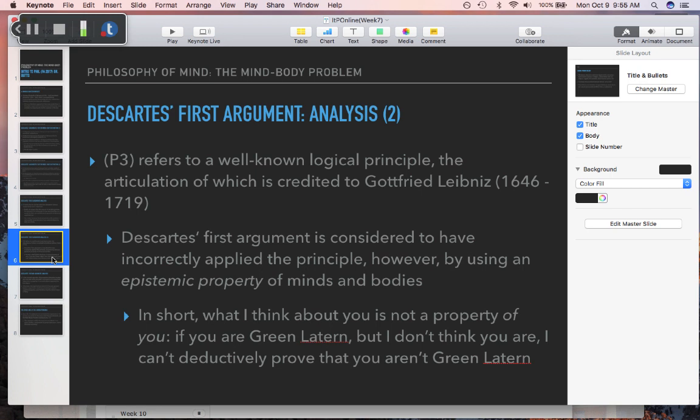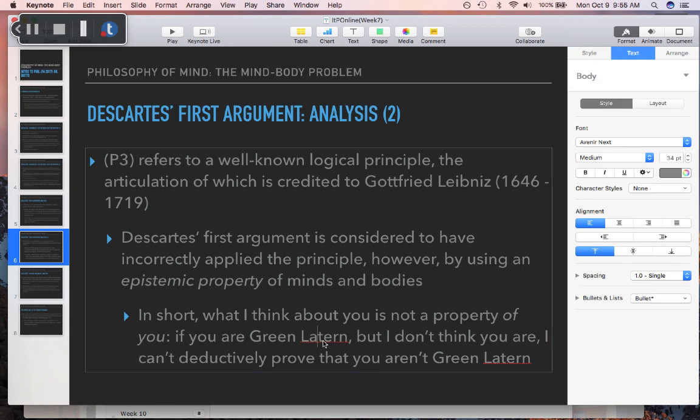So if you are, that should say Green Lantern. I don't know what a lantern is. Okay. Green Lantern.